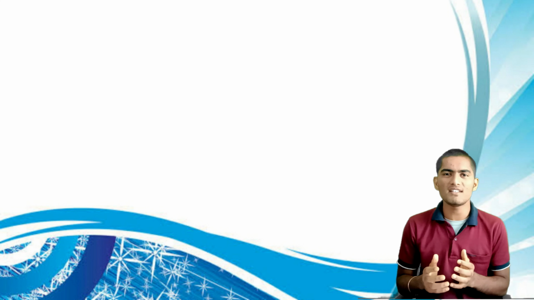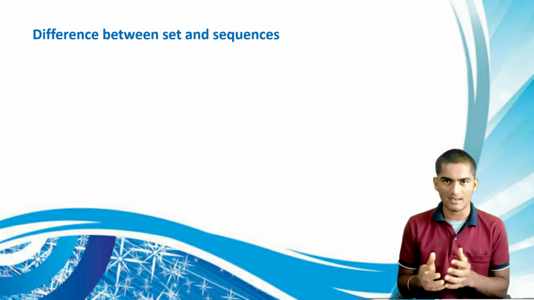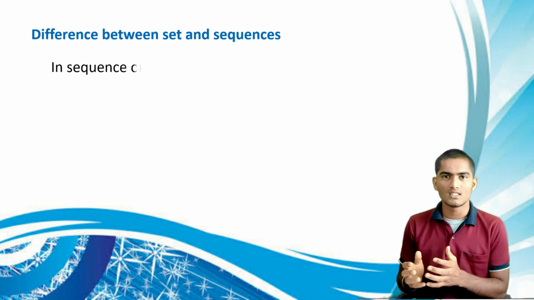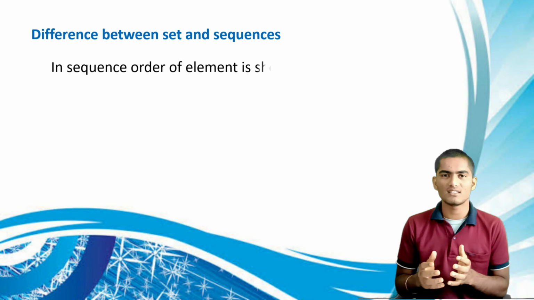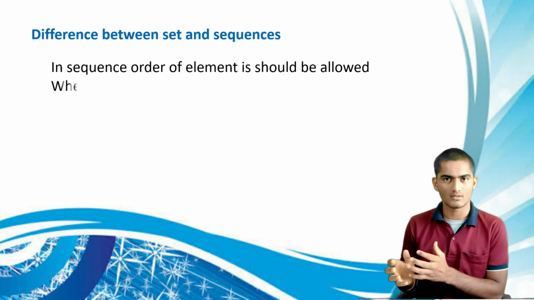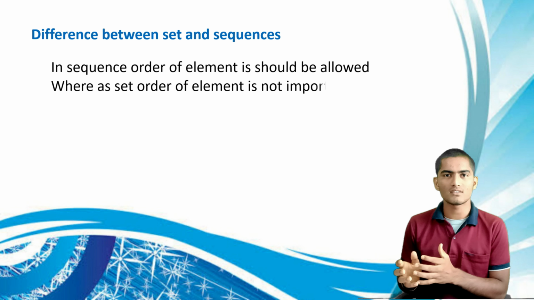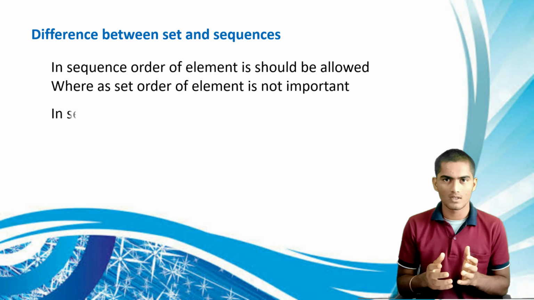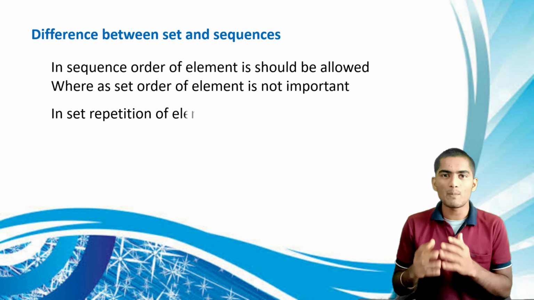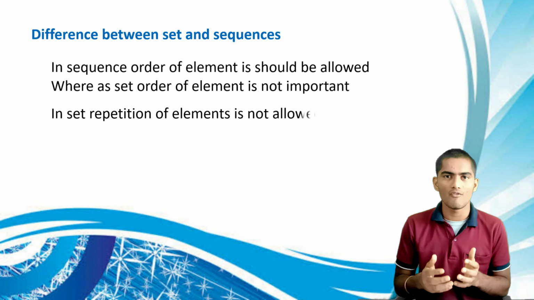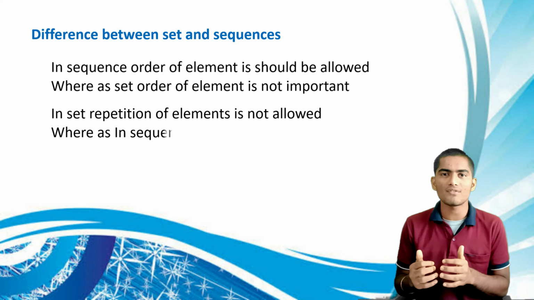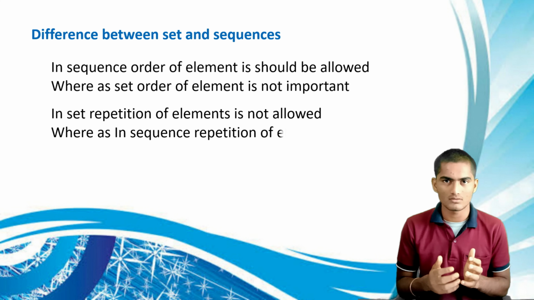The main difference between set and sequences are: in sequence, the order of elements should be allowed, whereas in set, the order of elements is not allowed. In sequence, the repetition of elements is allowed, whereas in set, the repetition of elements is not allowed.